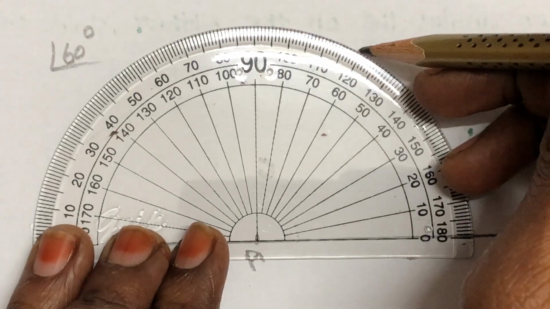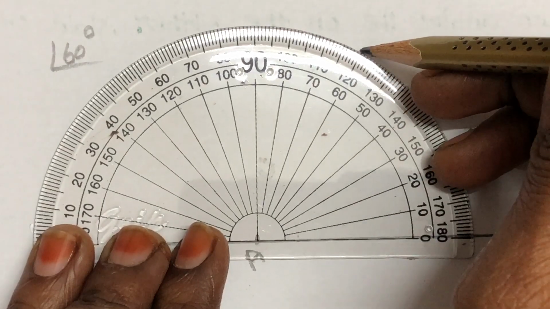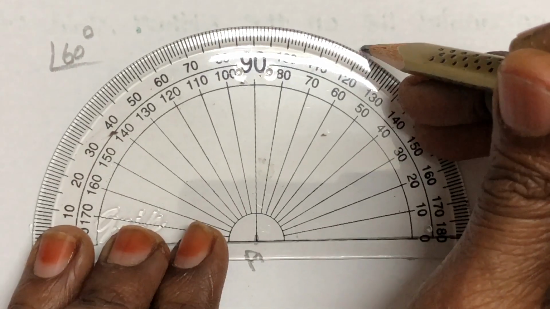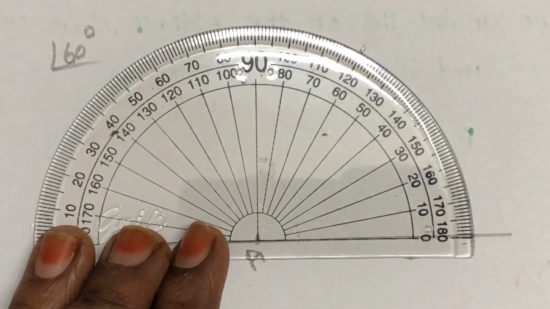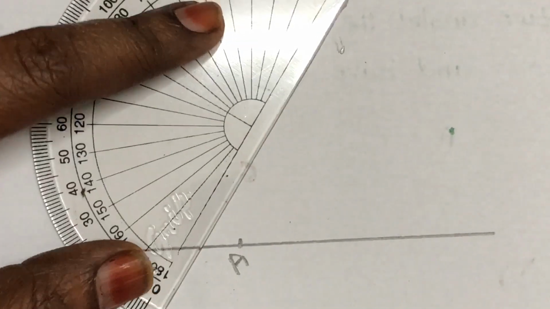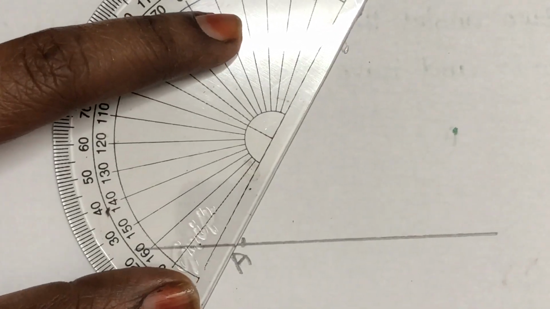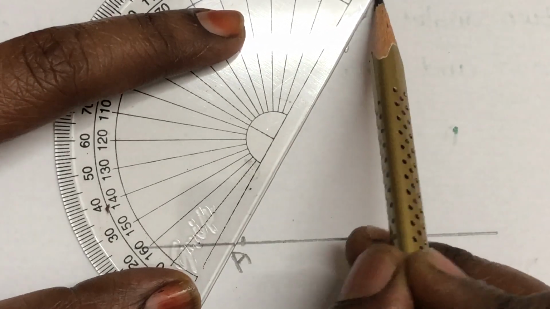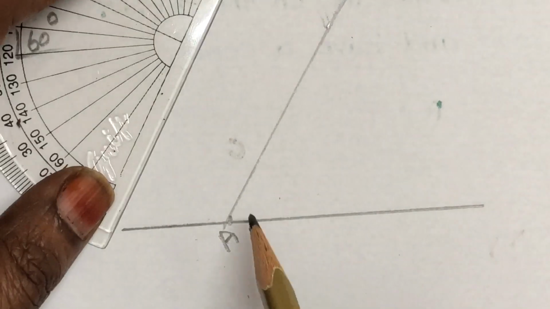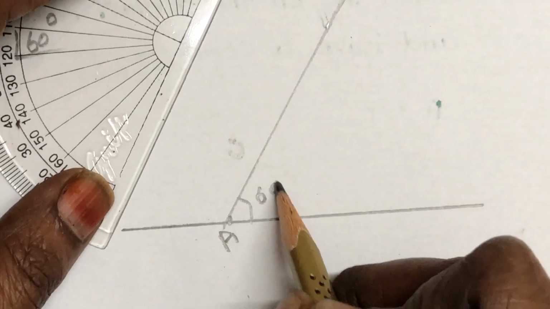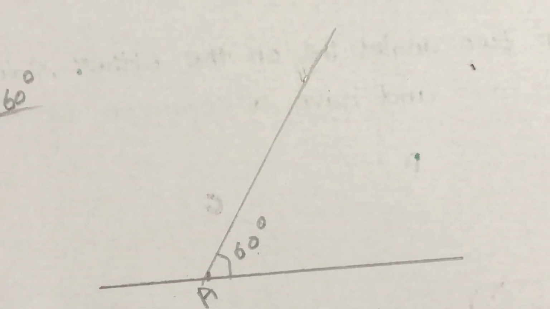So just here, plot your point. Exactly, you need to plot your point. Just connect the two dots. That's all. The angle formed here is 60 degree. This is the way to draw all your angles.